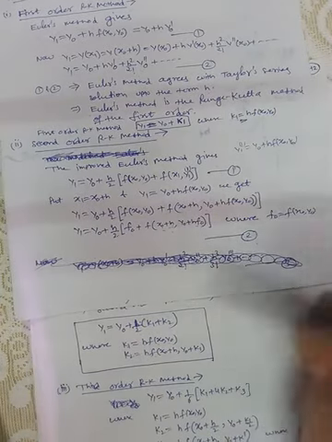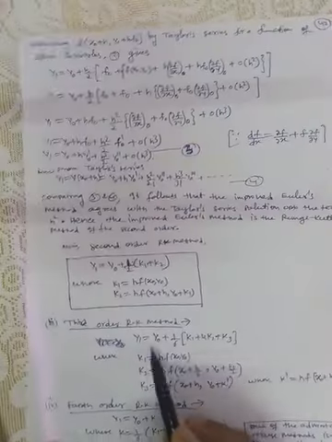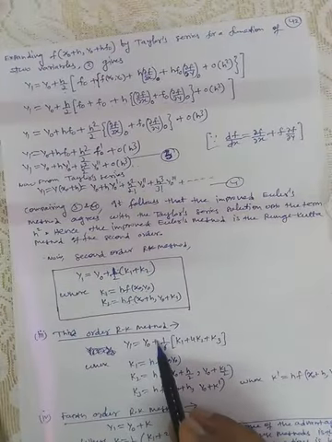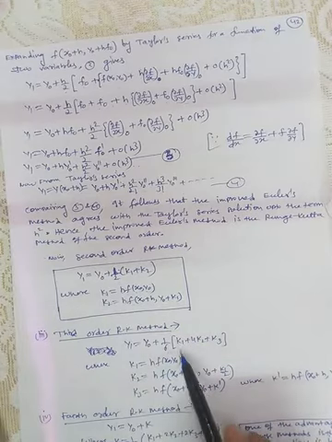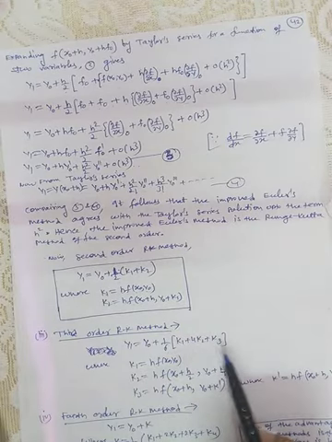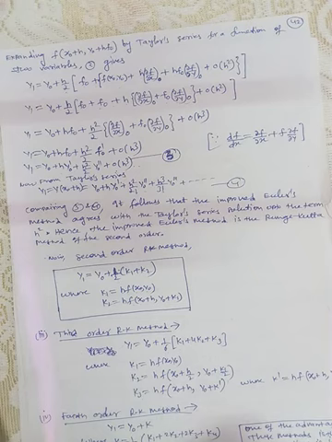Fine. Similarly we have the third order method. The third order method is y1 is y naught plus 1 by 6. Here it was 1 by 2, here it is 1 by 6, k1 plus 4k2 plus k3, where k1 is given by this, k2 is given by this expression and k3 is given by this. Fine.